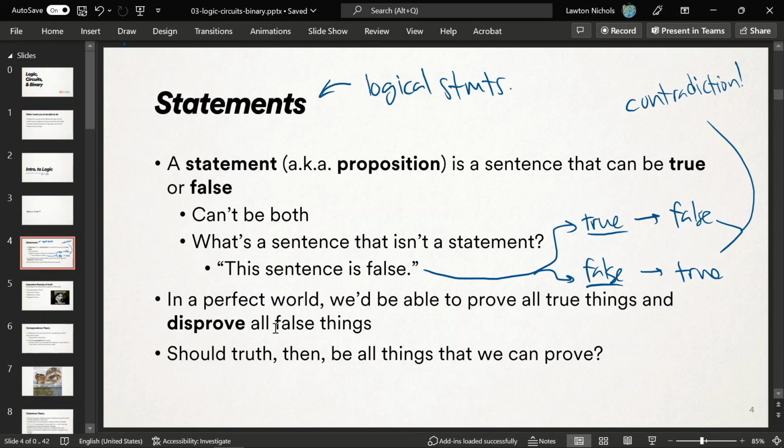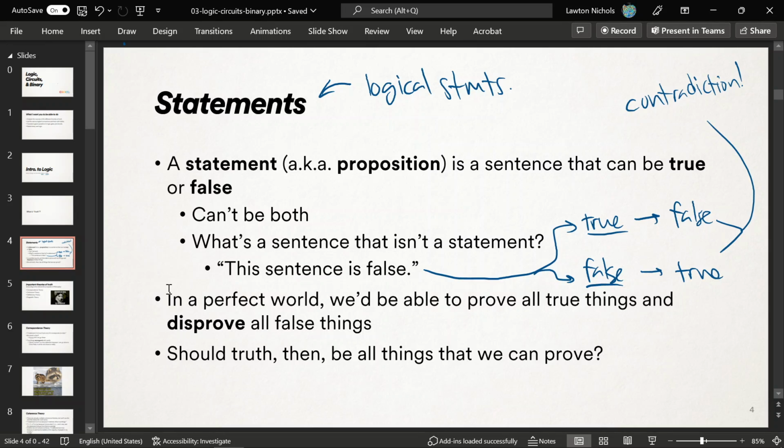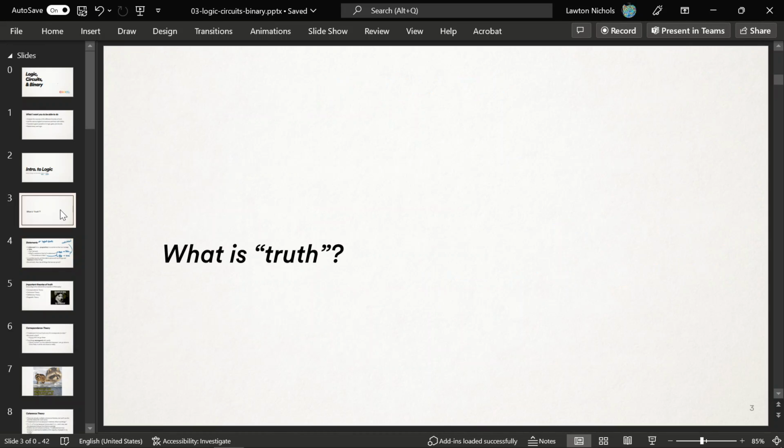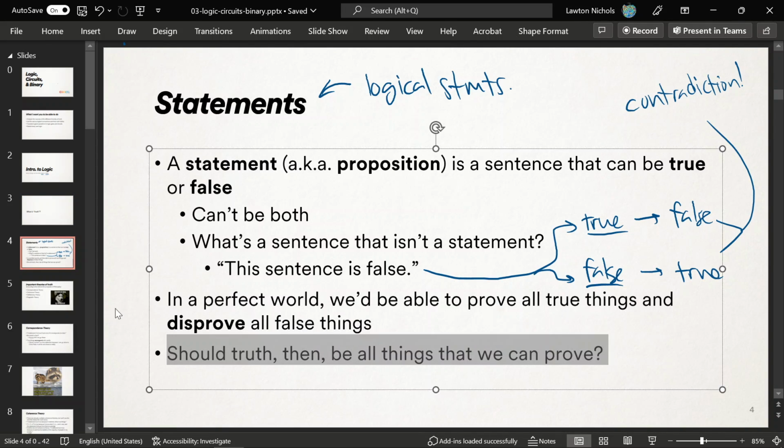So, it would be nice to be able to do this, though, and a lot of times you can prove that things are true and disprove things that are false. So, maybe then, coming back to this idea of defining truth, maybe then the things that are true should be the things that we can prove, right? We can prove their truthness.